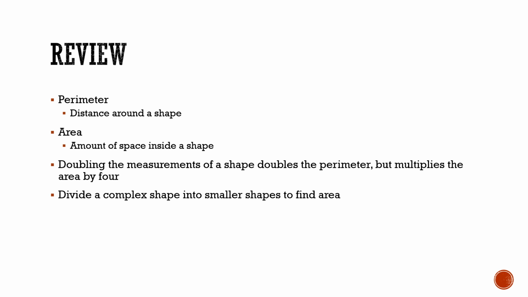And then remember we worked on those L-shaped complex shapes. Just add up all the sides for perimeter, pretty simple, but to find the area you will have to split it into two smaller shapes.